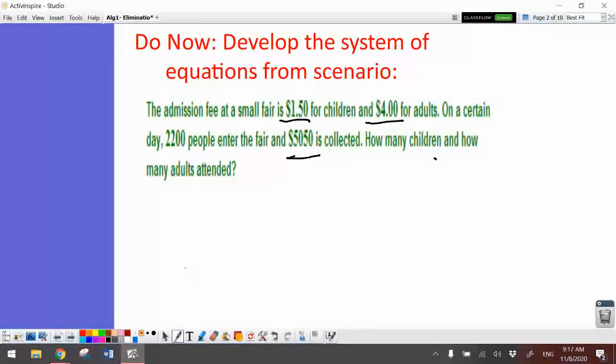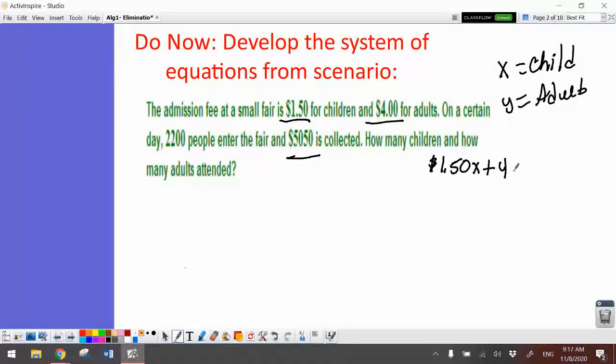So I have $1.50x plus, because remember, x is going to be child, because that's the first one I run across, and y is going to be the adults. So $1.50x plus $4y is going to equal $550. Okay, so there's one equation.